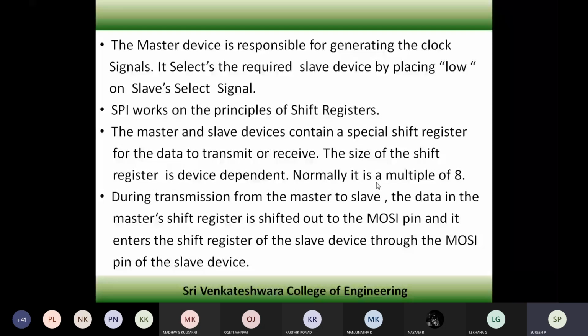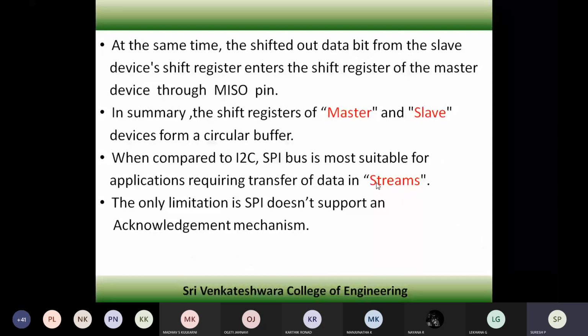So the MOSI pin will be connected to both the master as well as the slave. The data shifted out from the master's MOSI pin enters the shift register of the slave device through the MOSI pin only, because the slave device will be at the receiving end at that time. At the same time, the bit shifted out from the slave device shift register enters the shift register of the master device through the MISO pin.